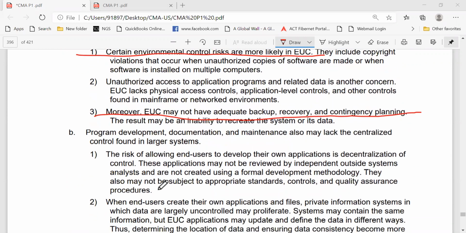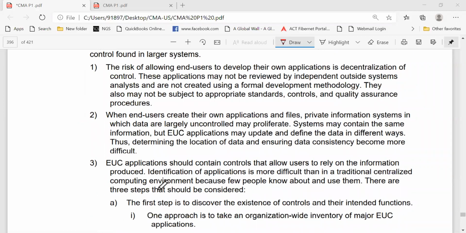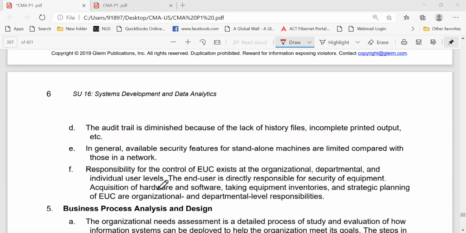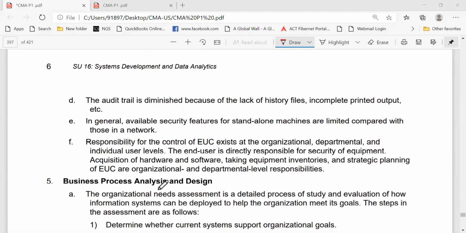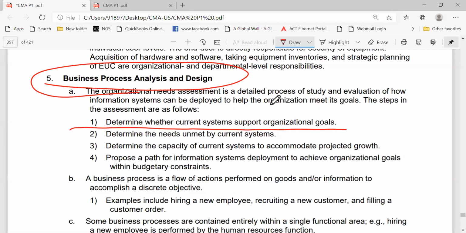Centralized computing would have larger systems because there would be one authoritative person who would be taking decisions for all and understanding how the system and the strategy must go on. All right, so this is how it is, and we'll do this last topic and then we'll stop for questions. Business process analysis and design. Now here, this is again coming from the start. Understanding what the business process is, how to analyze it, and then designing software out of it. Now determine whether current systems support organizational goals.